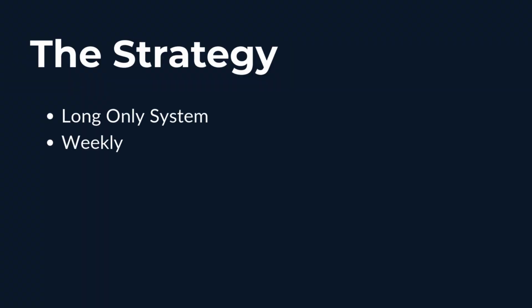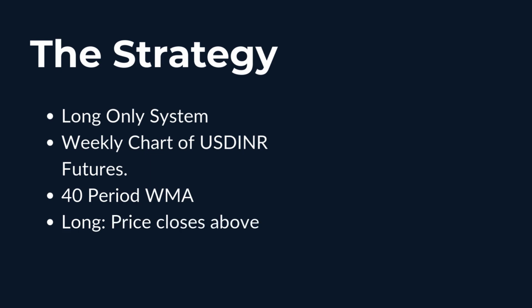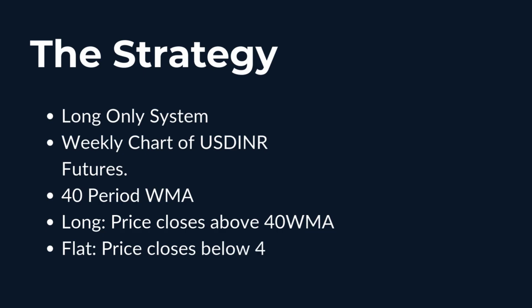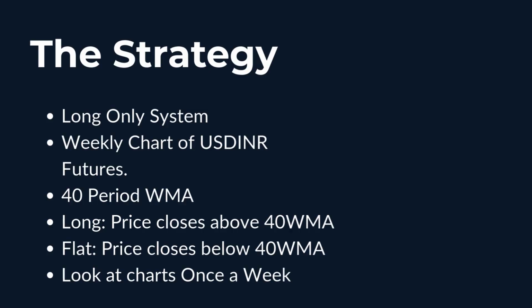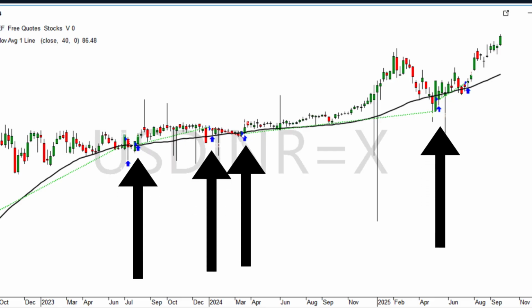We look at the weekly chart of USD INR futures. Apply a simple moving average. In our case, we have chosen the 40-period weekly moving average. Go long when the price closes above the SMA at the end of the week. Stay out when the price is below the SMA. This means you only need to check your charts once a week, usually over the weekend or Monday morning.